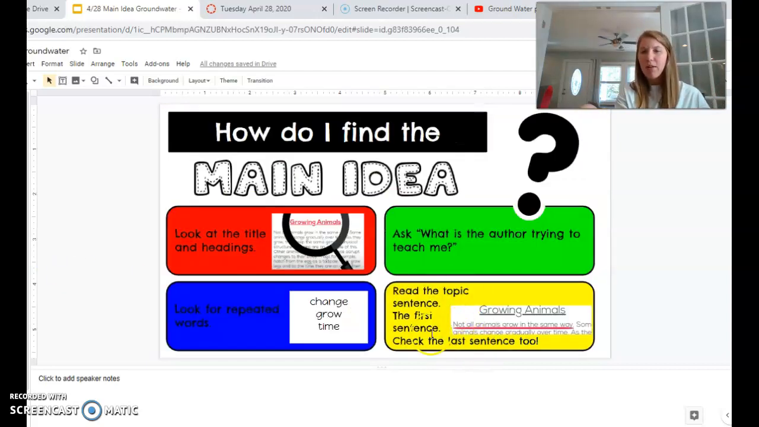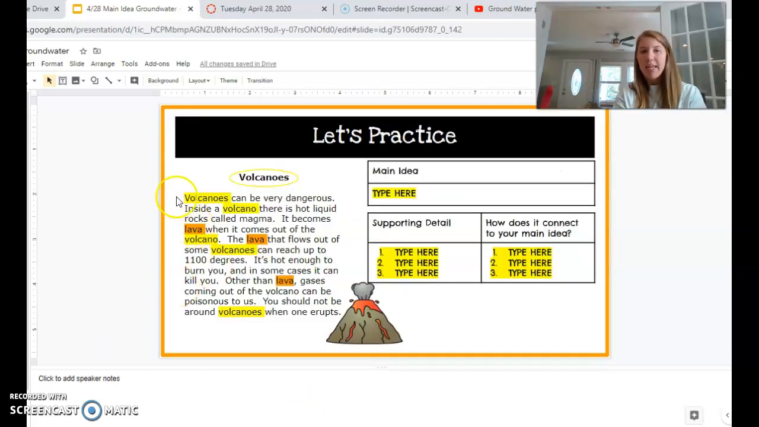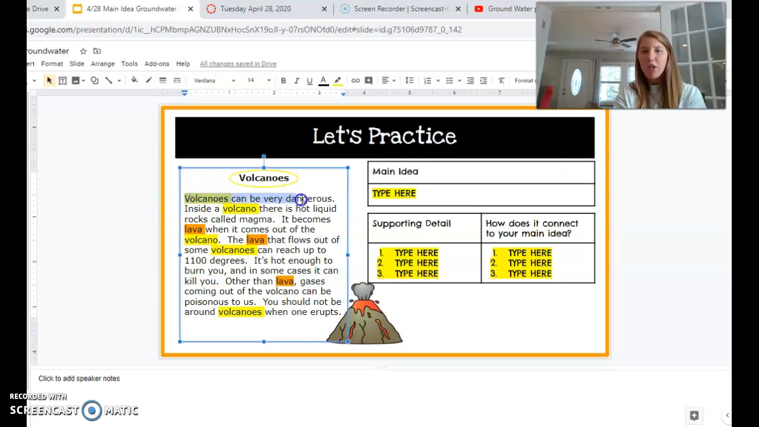All right, let's look back at our last step. We need to read the first sentence and the last sentence. Remember, the first sentence is our topic sentence, and the last sentence is kind of a wrap-up of his whole idea. So let's look back at the first and last sentence. Our first sentence says, volcanoes can be very dangerous. Is the author trying to teach me that volcanoes and lava can be dangerous and harmful to us people? I think so.